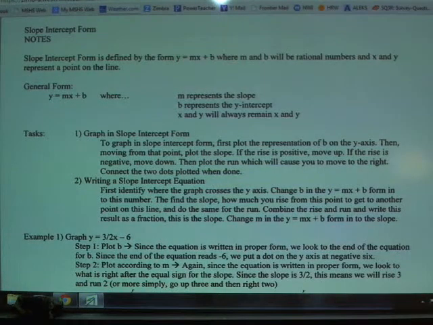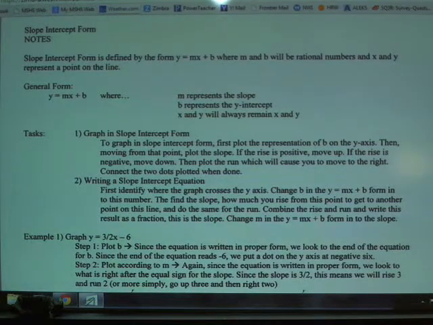However it looks is wherever you're going to put your dot on the y-axis. So if it says minus 3, you're going to put a dot on the y-axis. Again, that's the one that goes up and down, at negative 3. If it says plus negative 7, you're going to put a dot on the y-axis at negative 7. If it says plus 6, you're going to put a dot on the y-axis at 6.